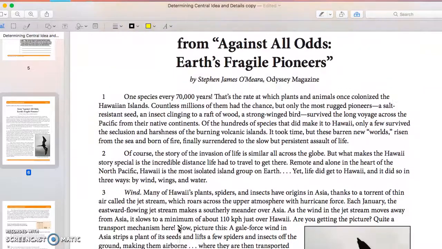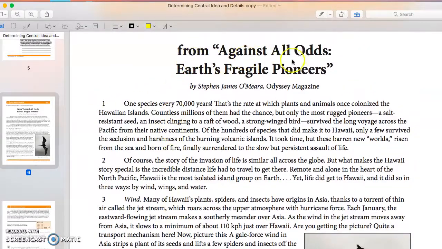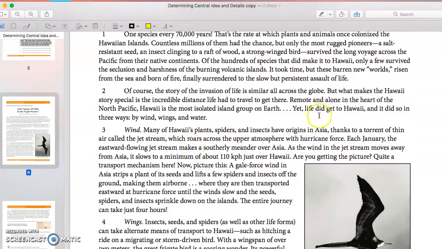Okay, so is it about species or Hawaii? From Against All Odds, Earth's Fragile Pioneers: One species every 70,000 years, that's the rate at which plants and animals once colonized the Hawaiian Islands. Millions of them had a chance, but the most rugged, like a salt-resistant seed or an insect, or strongly birds, survived the voyage across the Pacific. So we're talking about species, we're talking about animals. Okay, only a few survived the seclusion and harshness, and then they rose out of that assault of life.